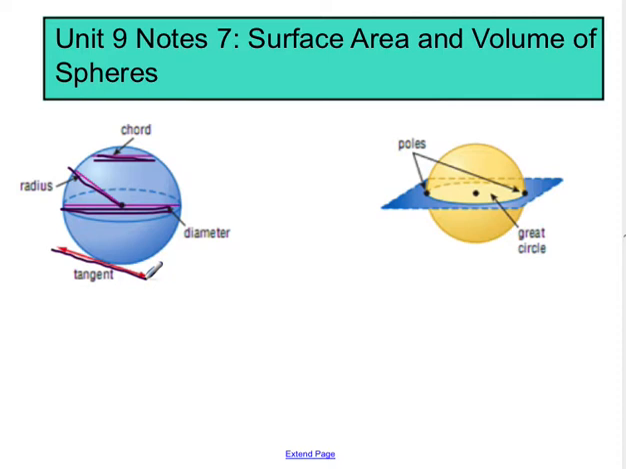Okay, now let's talk about a couple of other things when we talk about a sphere. There's a thing called a great circle, and that's the circle that's going to be existing at the center. That's going to be the largest circle. And then the poles are the endpoints. These poles are the endpoints of your diameter, and the endpoints of those diameters are on the great circle. So let's take a look now at how we actually calculate the area.